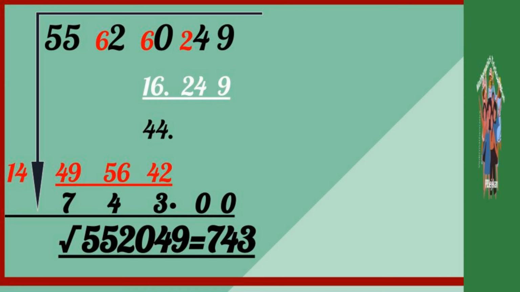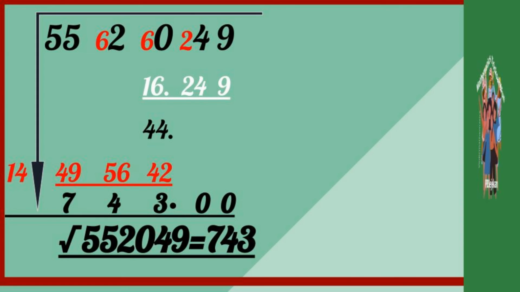We have to find the square root of 6-digit number 552049. The square root should have 3 digits. Now first we will take 55. We have to find the digit, the square of which will be near to 55. 7 multiplied by 7 is 49. We will write 7 on the quotient side and 49 below 55. Balance 6 will put in front of 2 to give 62.